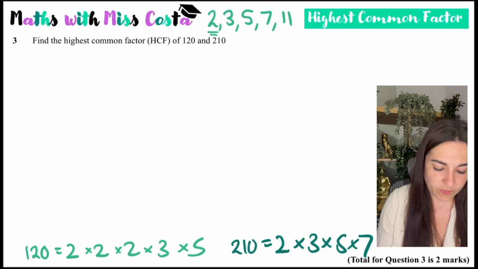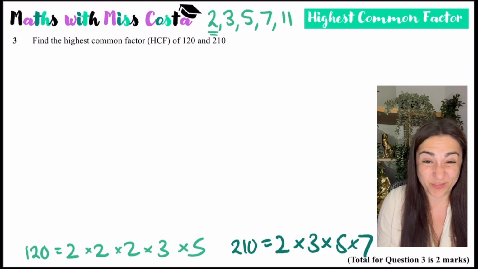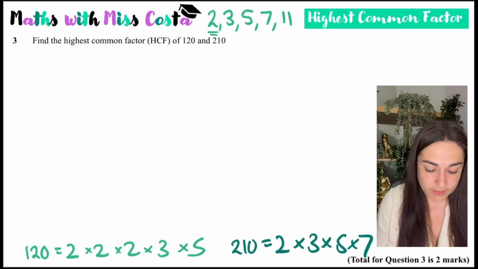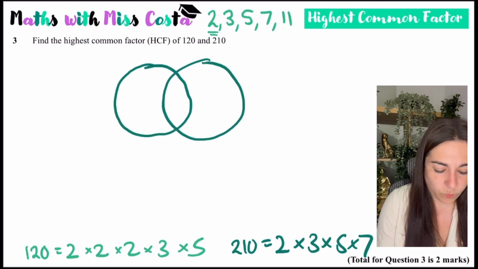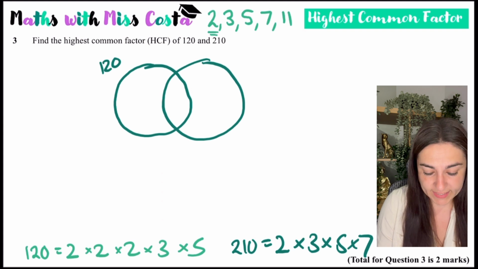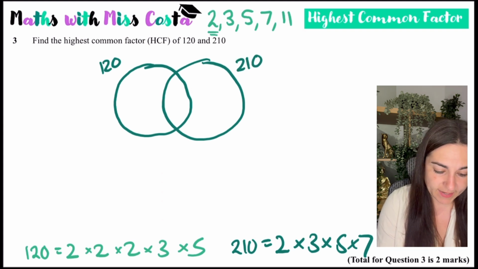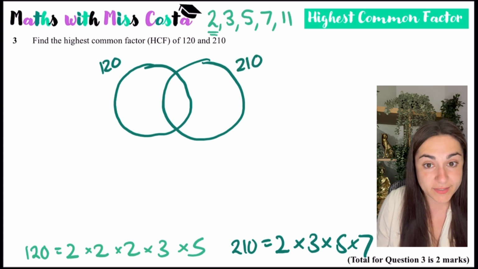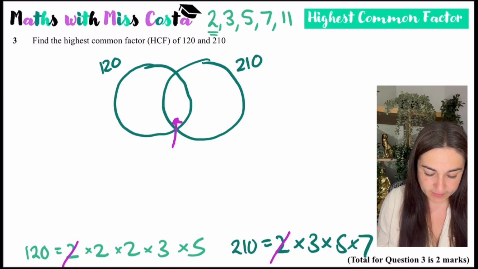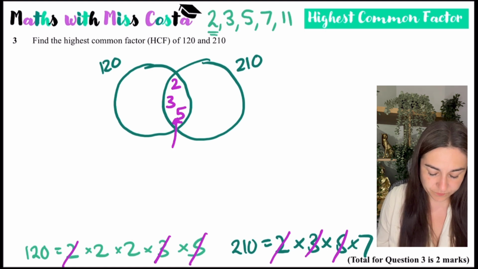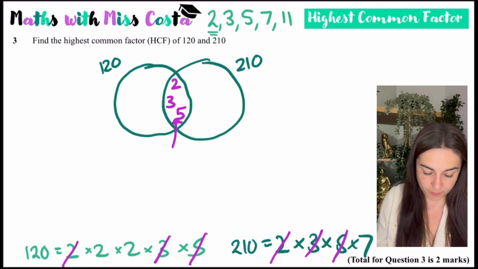And then what we want to do is, it's best to do it with a Venn diagram, but you could do it not with a Venn diagram. So you have a Venn diagram. One of the circles is for factors of 120. The other is for factors of 210. And then anything that is in common to both of them, you put in the middle. So I've got 2 here. So I'm going to put 2 in there once. I've got a 3. So I'm going to put 3 in. And then I've got 5. So that's all the numbers that I have in common.